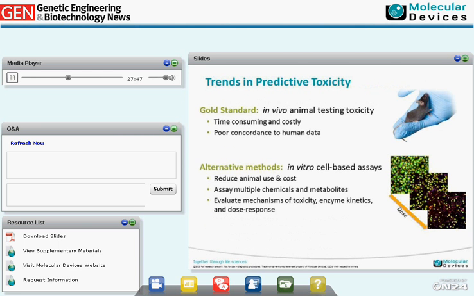The NIH has, in 2005, started the Tox21 initiative. And there they really wanted to improve predictive toxicity. The gold standard has been in vivo animal testing, but they wanted to move the industry to in vitro cell-based assays, and this will reduce animal use and cost. It will allow more high-content screening or more high-throughput screening for toxicity testing if you can do your toxicity testing in multi-well plates, and allows you then to evaluate mechanisms of toxicity and look for dose response and really increase the amount of information you can get on compounds that are moving through the drug discovery and into clinical trials.